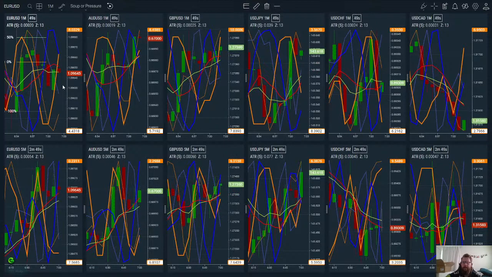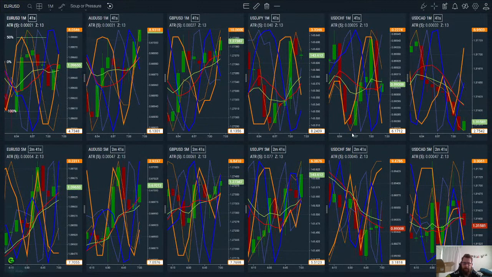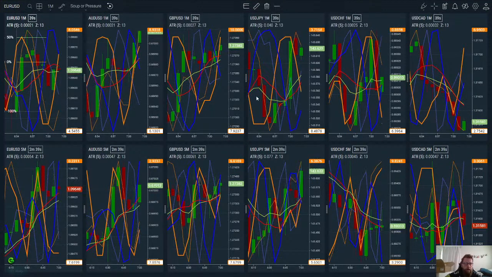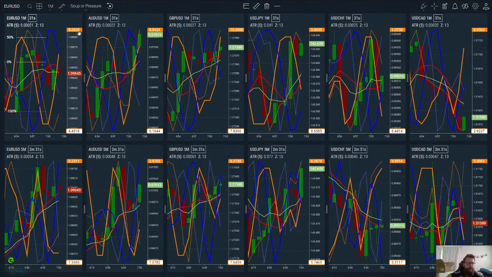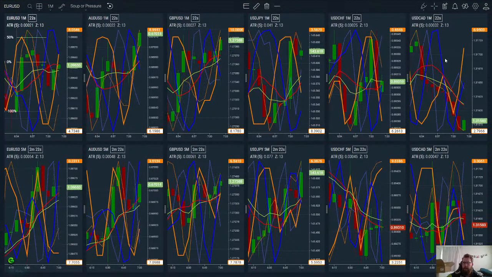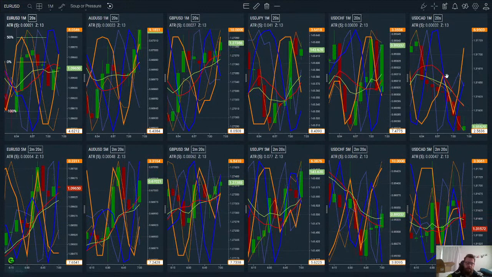So what we're looking at here, these are all 1 minute charts. These are all 5 minute charts. So this is a pair, this is a pair, this is a pair, this is a pair, this is a pair. This is Euro US dollar, Aussie US dollar, Pound US dollar, US dollar yen, US dollar franc, and US dollar Canadian dollar.